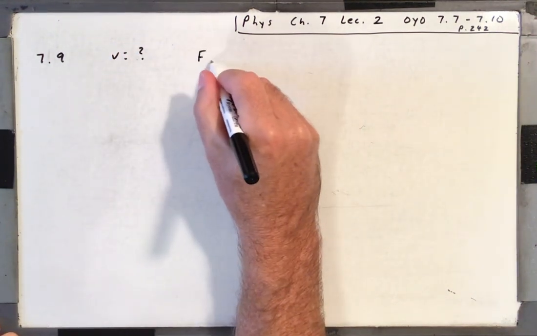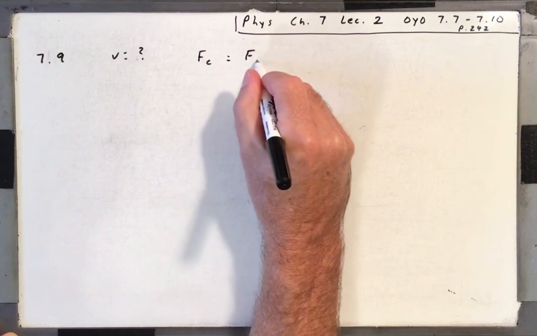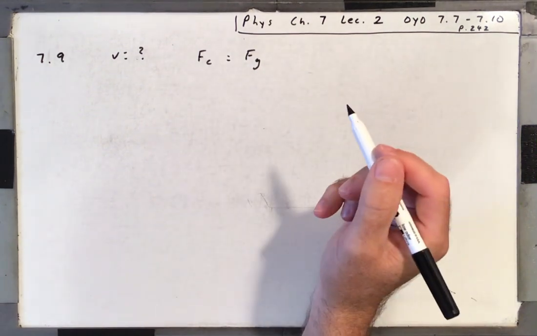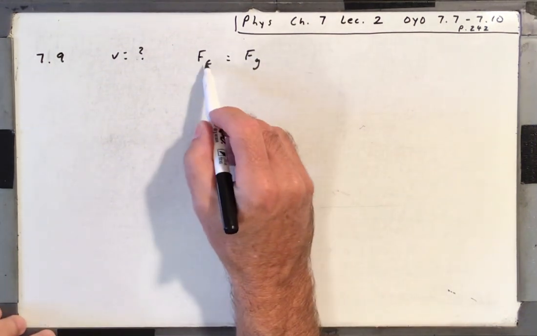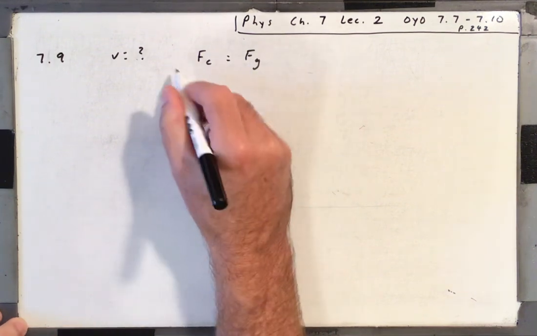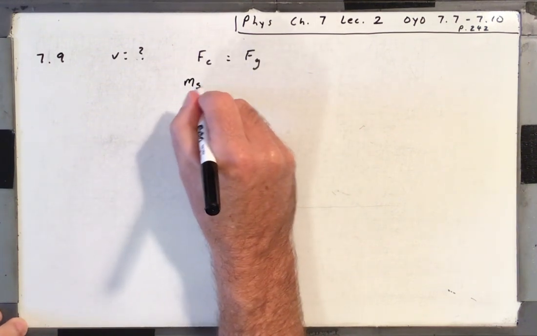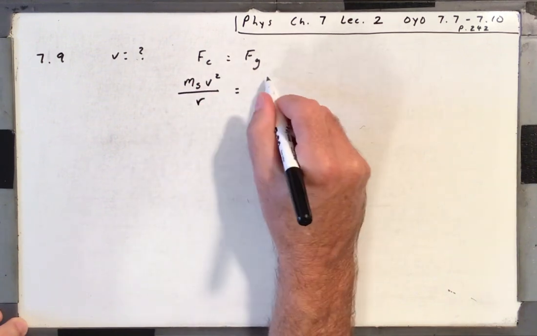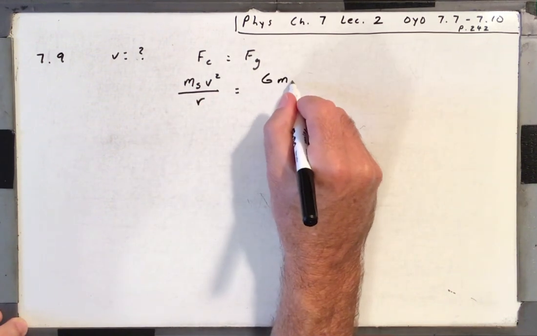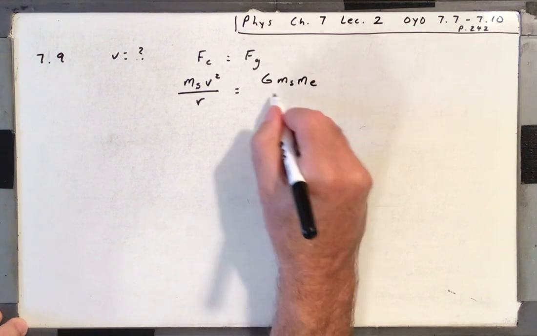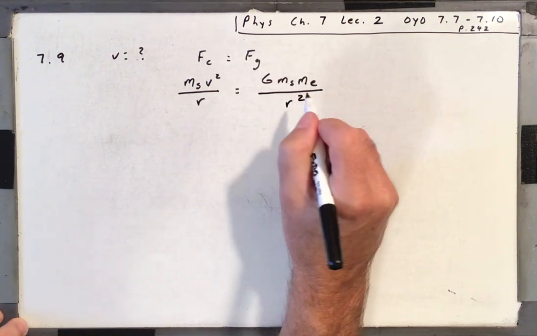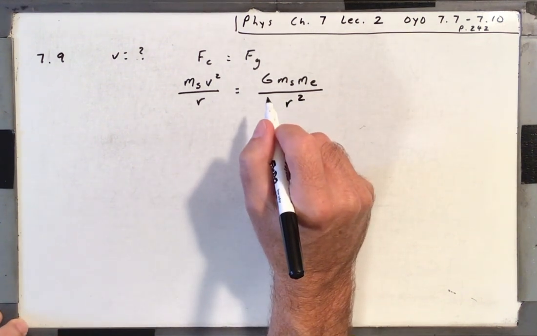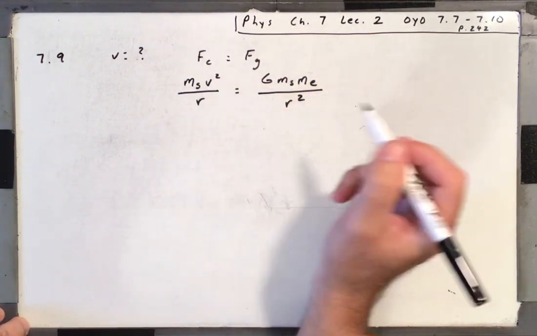Well, we have F sub c equals F sub g. No period is involved here, so we can just use this relationship. So we have the mass of the satellite times the velocity squared over r is equal to G times the mass of the satellite times the mass of the Earth over r squared. All right, and so we want to know velocity.